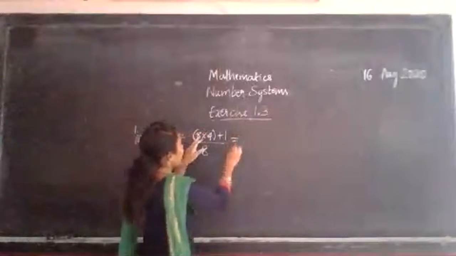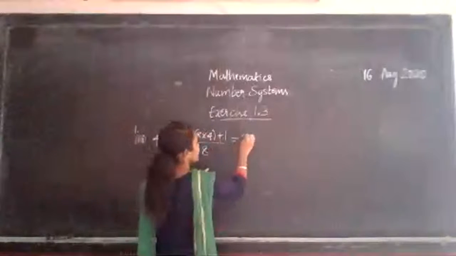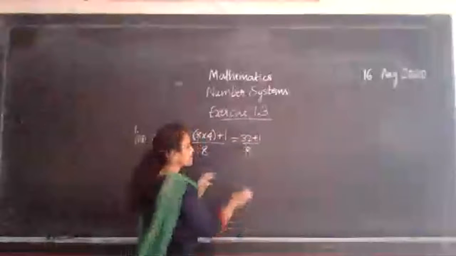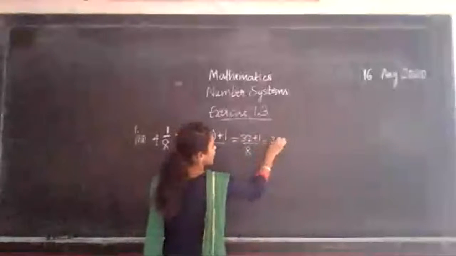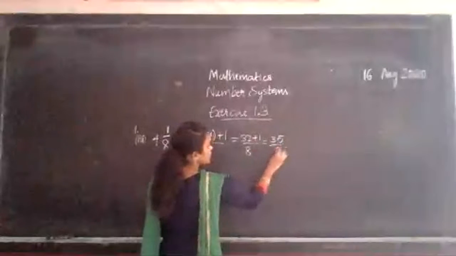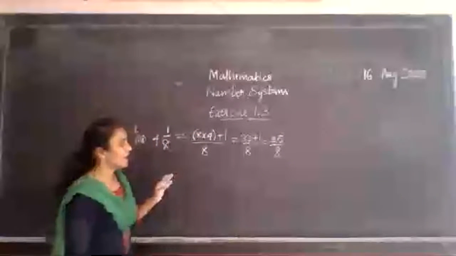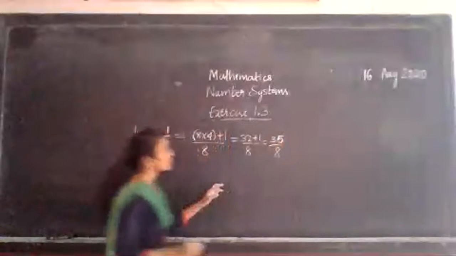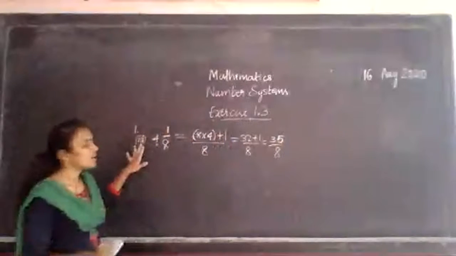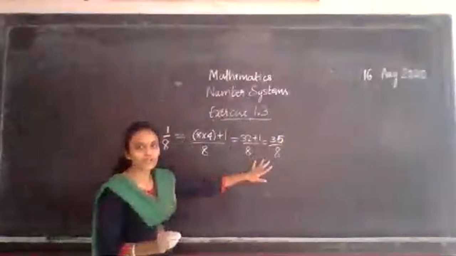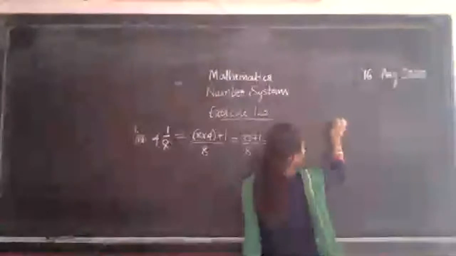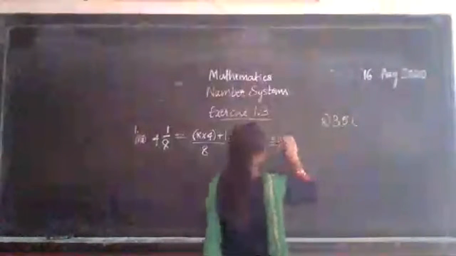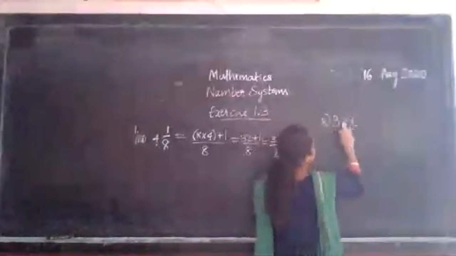Now we have to simplify this. 8 fours are 32. 32 plus 1 by 8. 32 plus 1 is 35 by 8. Okay, this is 35 by 8. This is the fraction you have to solve now. Now, let me find out the value of 35 by 8 as 33. I'm sorry, 33. So 33 by 8.